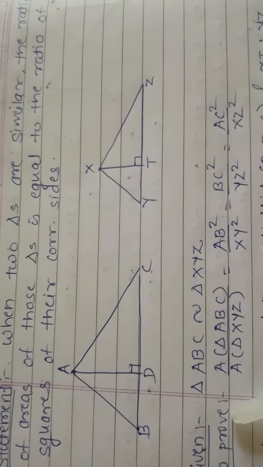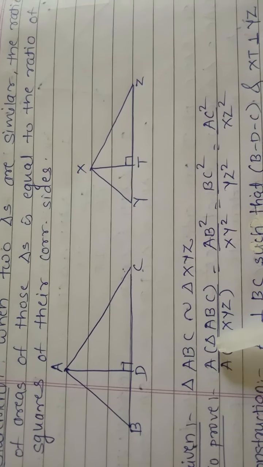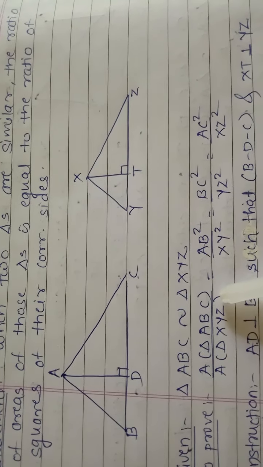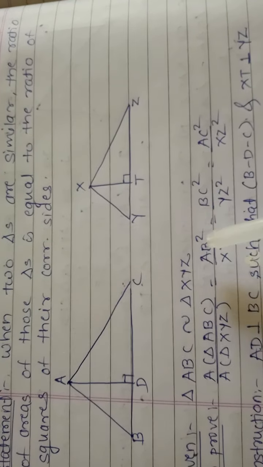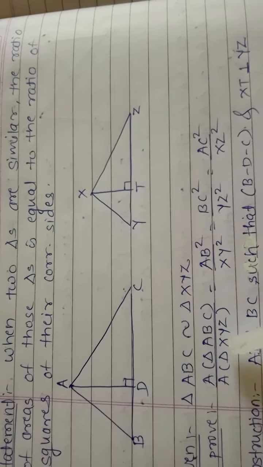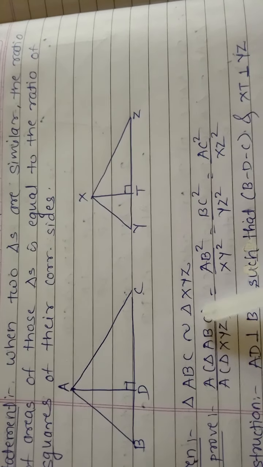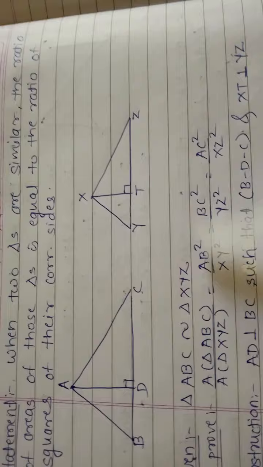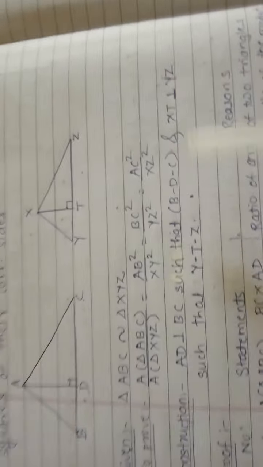Now what do we have to prove? If we take the ratio of area of these two triangles, that is area of triangle ABC upon area of triangle XYZ, then it is equal to the ratio of squares of their sides, that is AB square upon XY square, BC square upon YZ square, and AC square upon XZ square. So all these ratios are equal. That is what we have to prove.